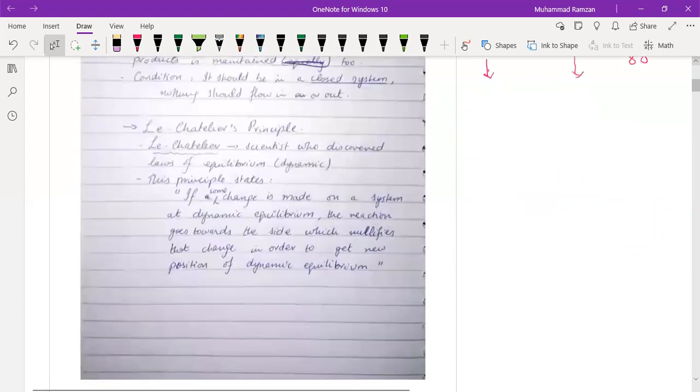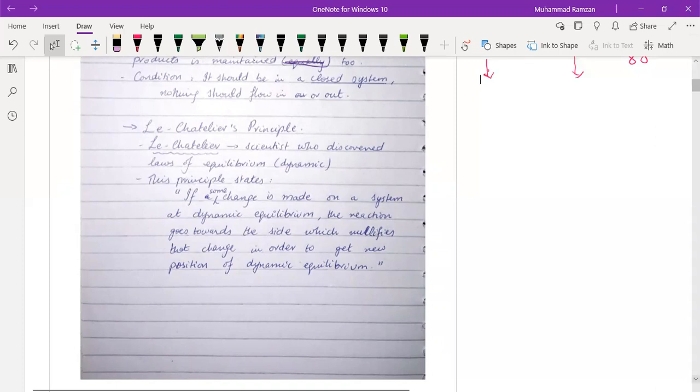If you read this, can you read Le Chatelier's principle? Le Chatelier's principle, the scientist who discovered the laws of equilibrium. The principle states if some change is made on a system at dynamic equilibrium, the reaction goes towards the side which nullifies that change in order to get a new position of dynamic equilibrium. Is it clear? So this is a scientist who discussed all these factors and how they are going to affect equilibrium.